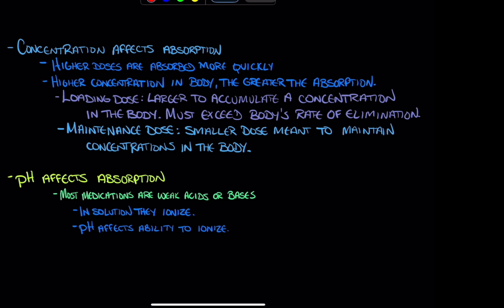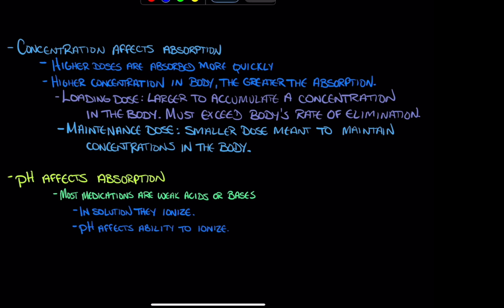This plays into the concept of what's called a loading dose and a maintenance dose. Sometimes when people start new medications, the doctor will put them on a loading dose, which is typically a higher or larger dose than what's normally taken by a patient. This helps the body accumulate a certain amount of the medication to a therapeutic point where the drug is going to have the intended effect. The goal is basically to overcome or exceed the body's rate of elimination. So you want to ingest the medication quicker than the body can eliminate or secrete it.